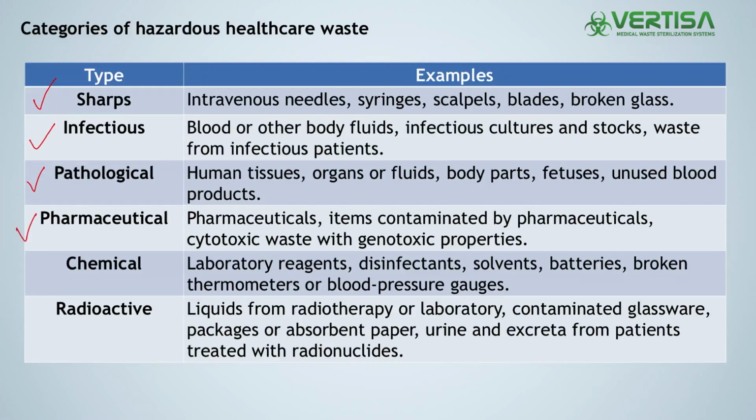Pharmaceutical waste, which obviously are pharmaceuticals. Then there is chemical waste, reagents, disinfectants, solvents, but also batteries or thermometers containing mercury. And finally, radioactive waste, from radiotherapy or from laboratories. Implementing a comprehensive segregation system involves knowing how to distinguish these various fractions and then setting up a system to be able to store these separately.